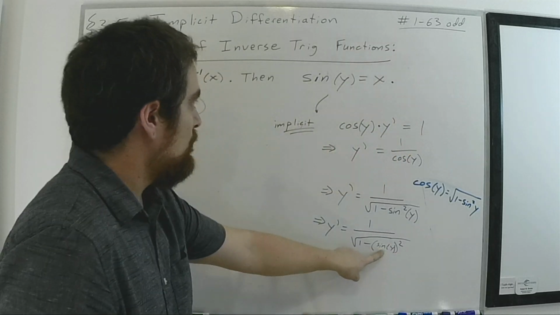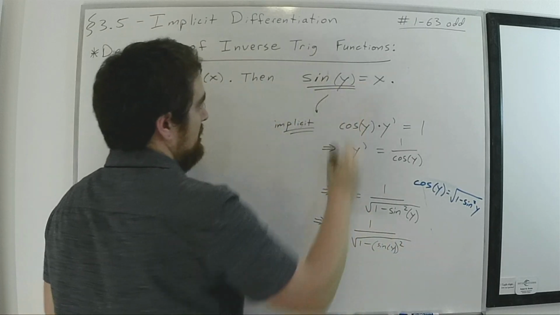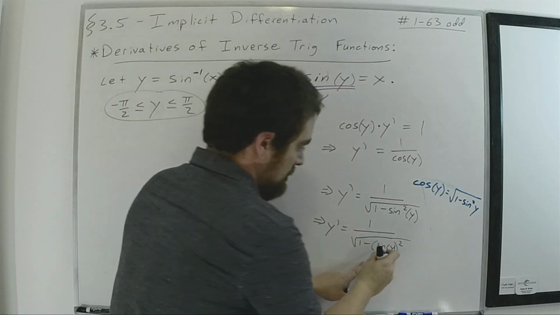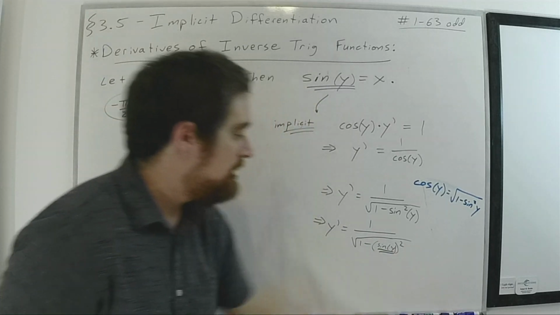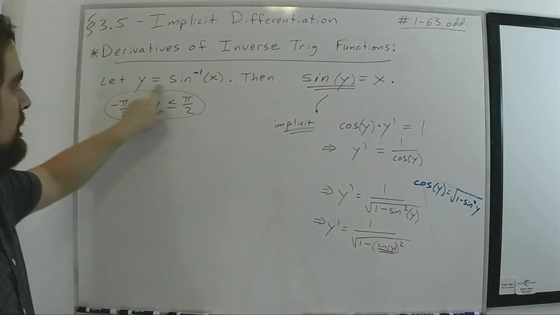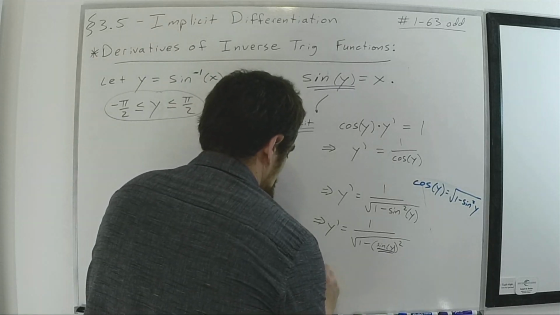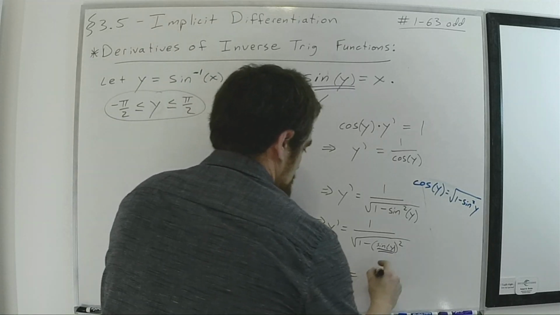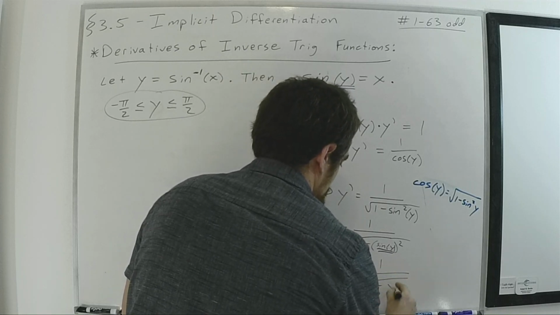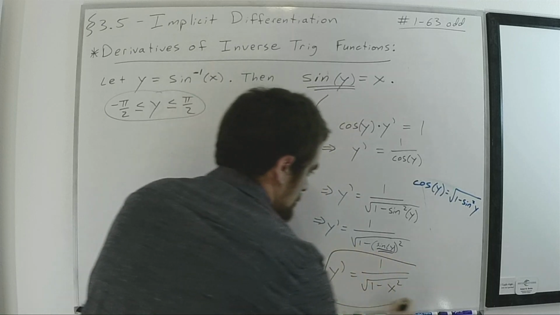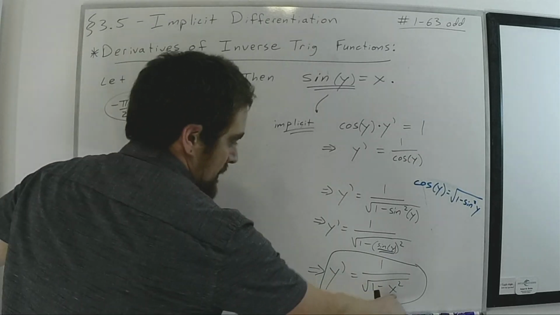Now this is sine of y, and this is exactly sine of y. So I can replace this, since I've got it rewritten in terms of what sine of y originally is, right? If sine inverse of x is y, sine of y is exactly x. So I'm going to rewrite this as exactly x and say that y prime is equal to 1 over the square root of 1 minus x squared. So here, the y prime is 1 over radical 1 minus x squared.